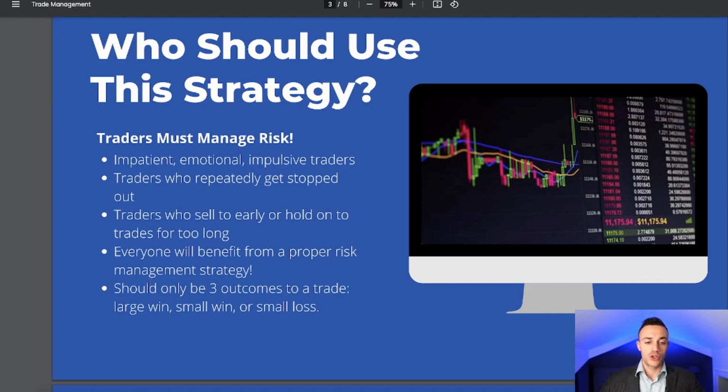Also, for traders who sell too early or hold on to trades for too long, this is so common, especially when you're trading with leverage. You sell too early or you hold it for too long and then it turns into a red trade.